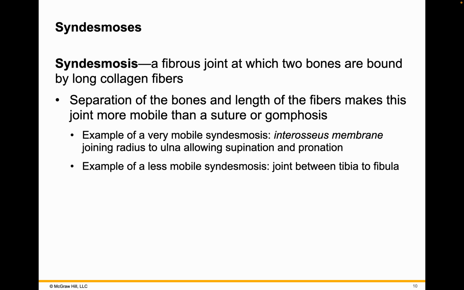A syndesmosis is a fibrous joint in which two bones are bound by long collagen fibers. The separation of the bones and the length of the fibers make this joint a little more mobile than a suture or gomphosis. Interosseous membranes are a good example. The membrane between the tibia and the fibula allows for less movement than that between the ulna and the radius because of supination and pronation, and it has to do with the length of the fibers involved.